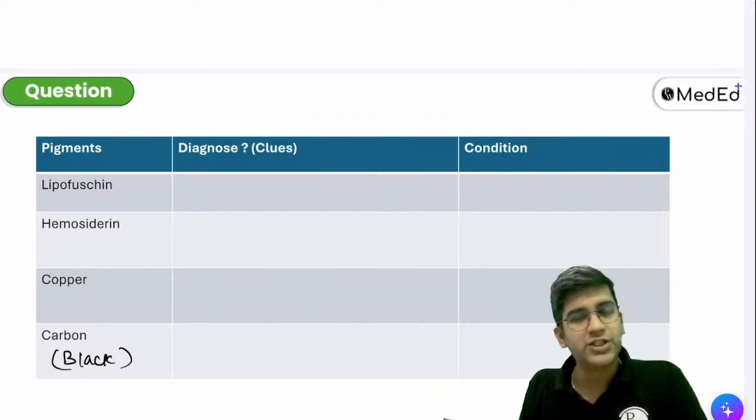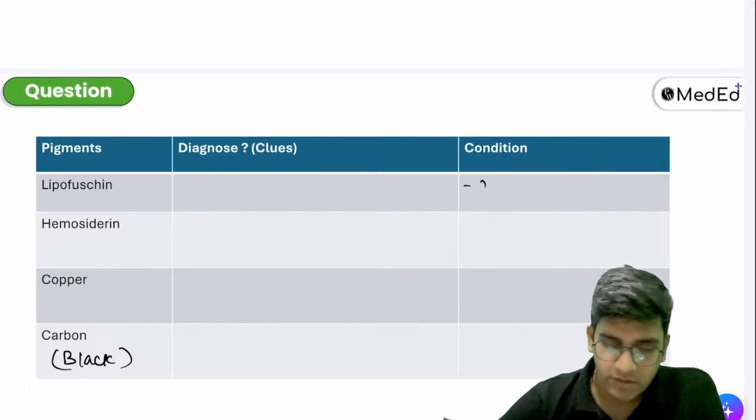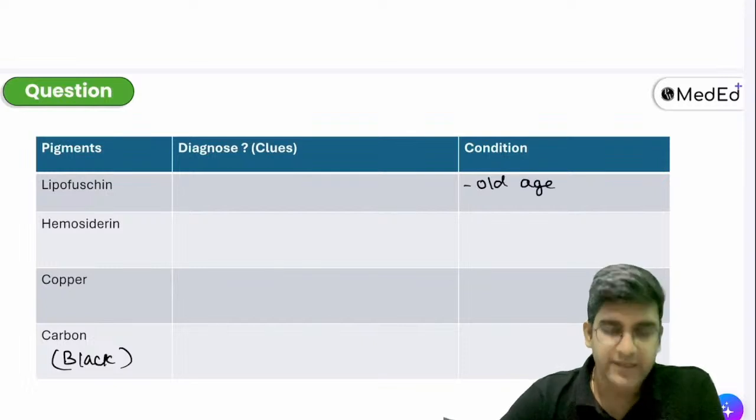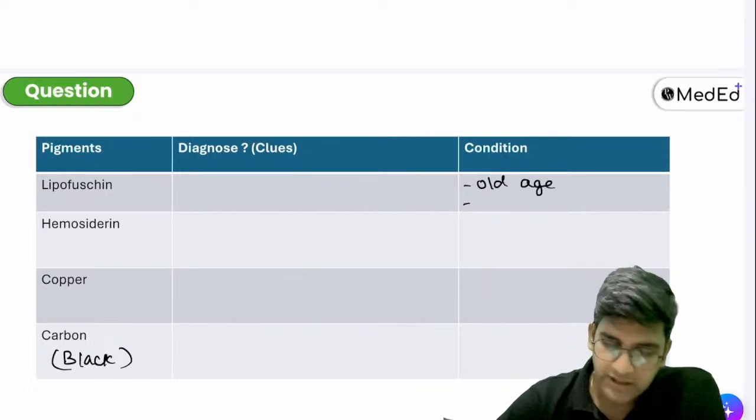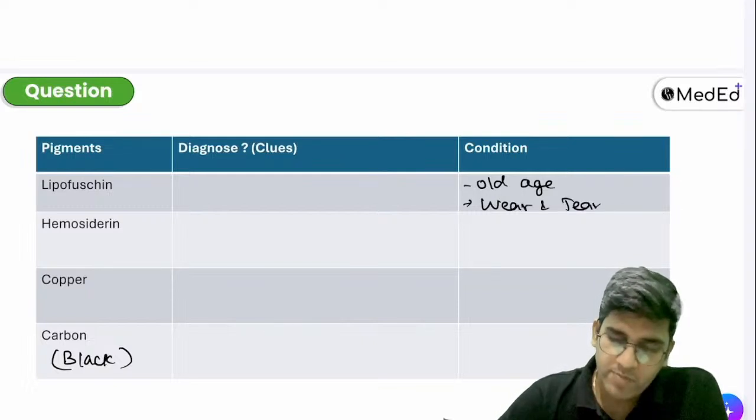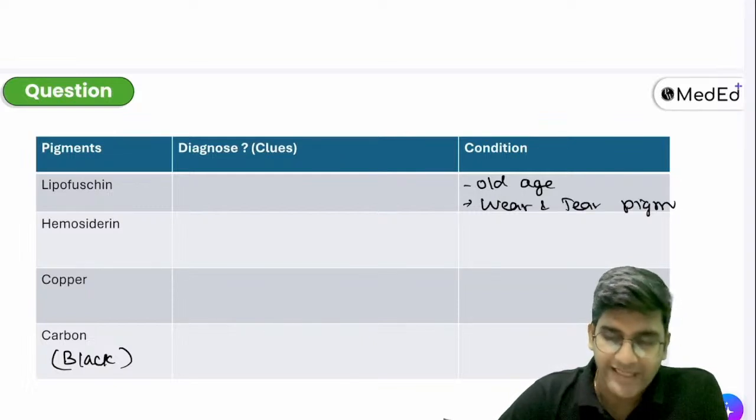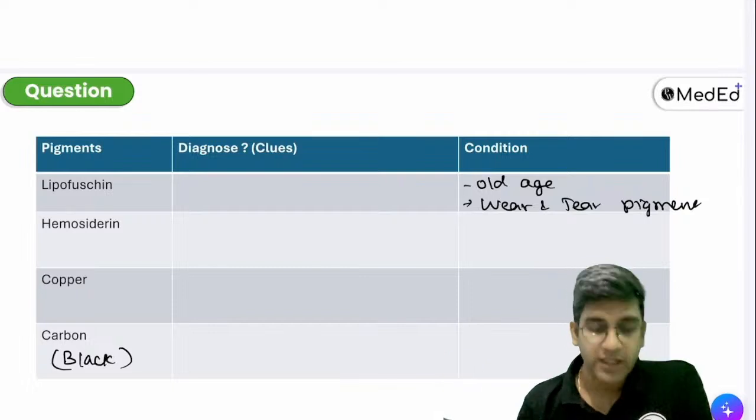Lipofuscin, in which condition can you see lipofuscin? It's not condition related, it's old age related, right? Perfect. Lipofuscin is a wear and tear pigment. The older you become, the more lipofuscin will keep on accumulating. That's how it is, right?